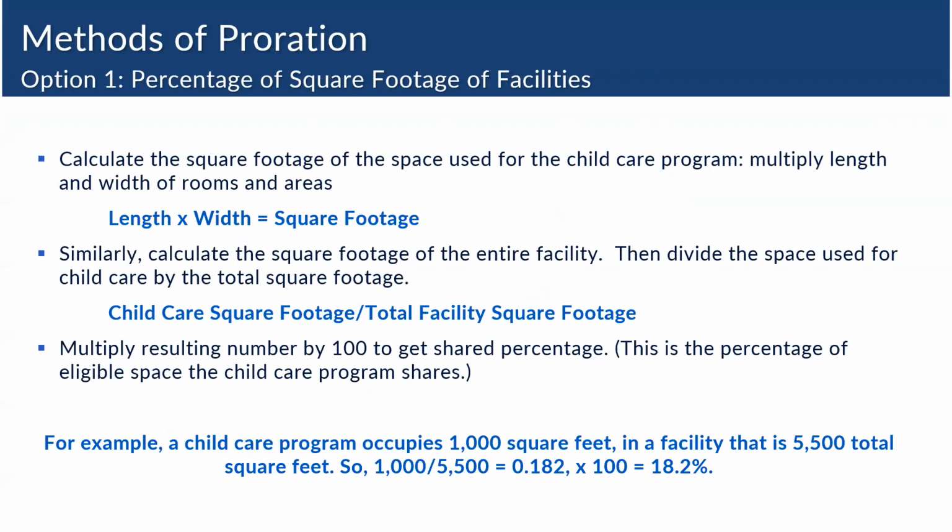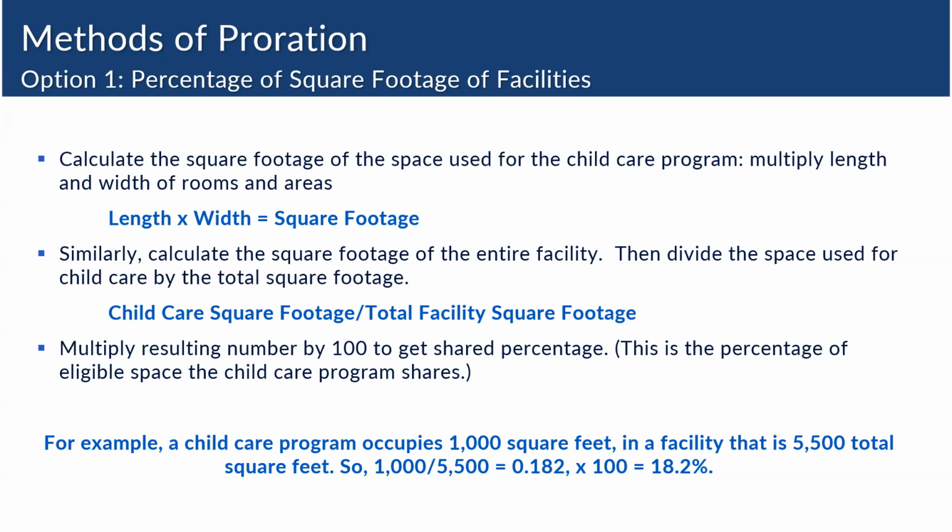The first method of proration we will discuss is percentage of total square footage of facilities. In order to calculate this percentage, you will take the number of square feet of the space used for your childcare program and divide it by the total square footage of your entire facility. First, you'll need to calculate the square footage of the space used for childcare. To do this, you multiply the length of the room by the width of the room. If your space is 12 feet long and 10 feet wide, your square footage would then be 120 square feet.